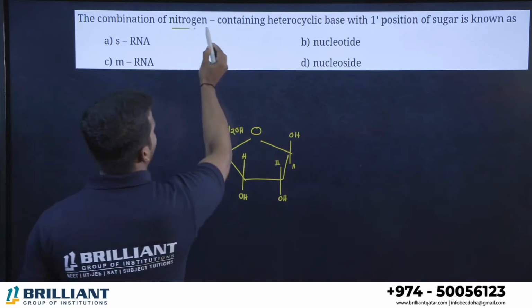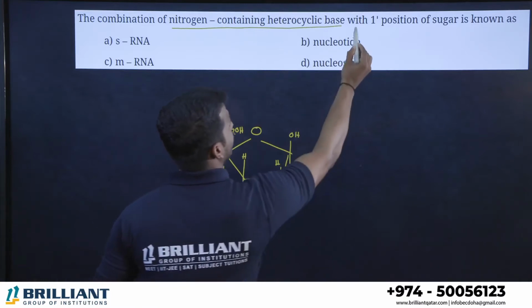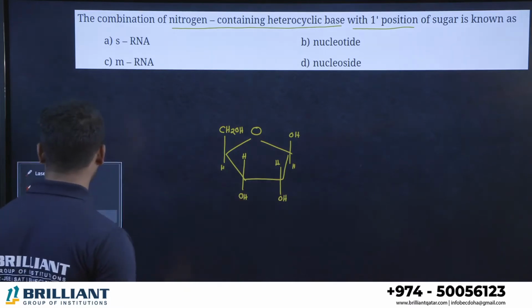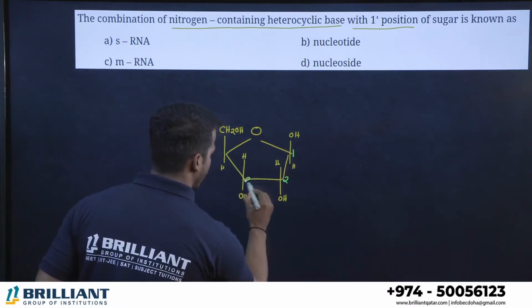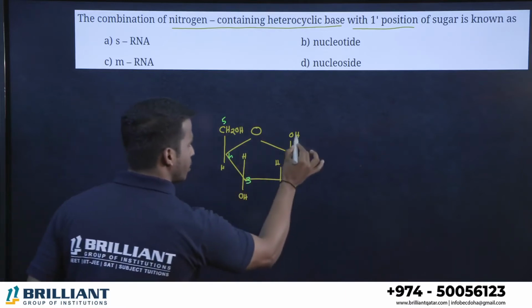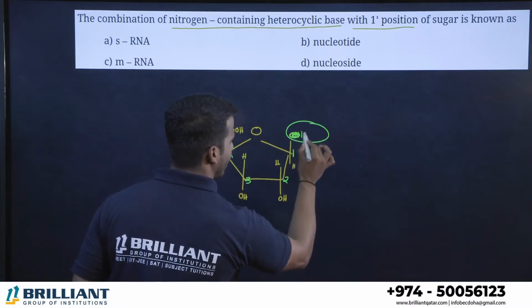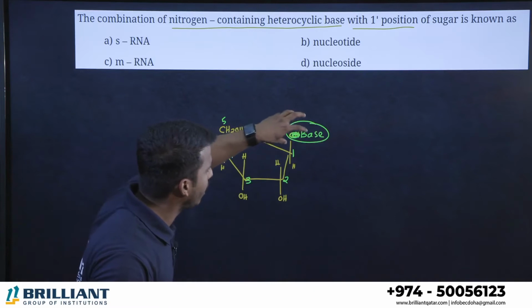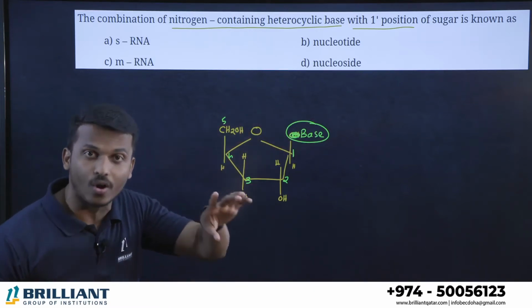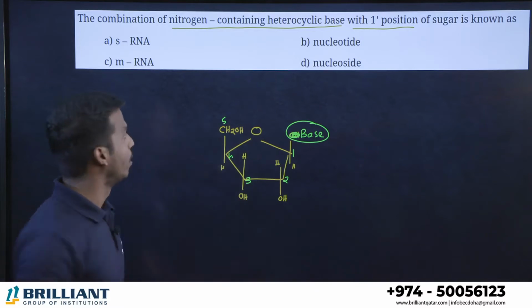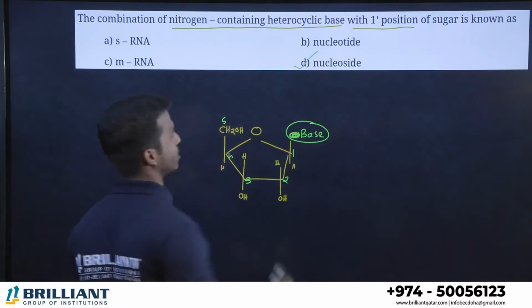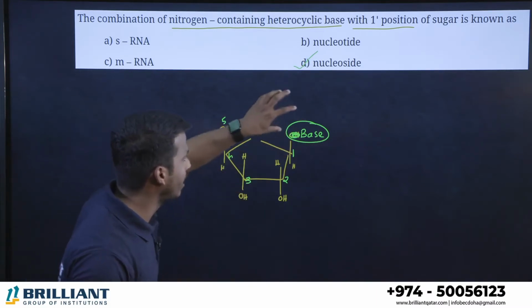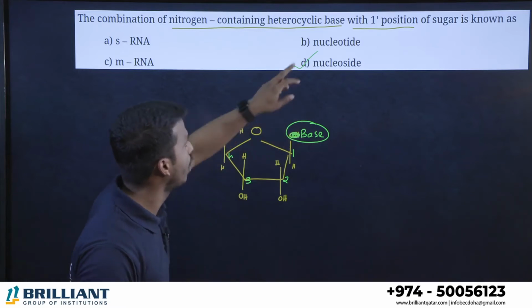The nitrogen-containing heterocyclic base at the 1' position means the first position. So which is the first position here, all of you? This is number 1, then number 2, 3, 4, and the 5th carbon. At the first position, instead of the alcohol, there is a nitrogen-containing base. A pentose sugar with a nitrogen-containing base at the first position is known as a nucleoside.